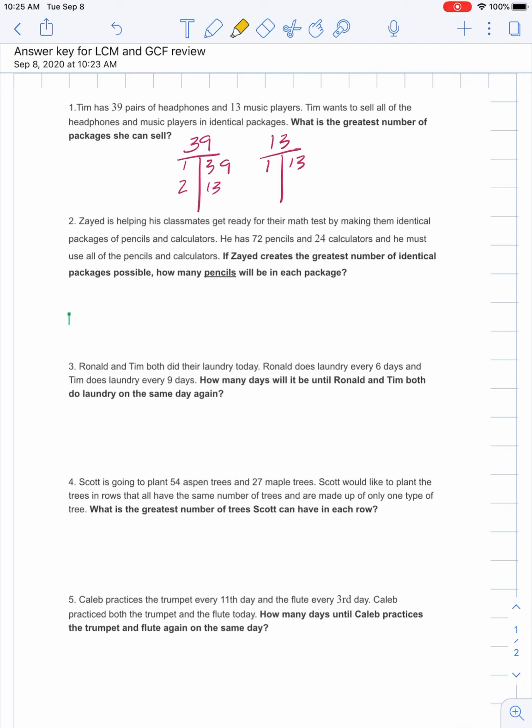So what this tells us is if we take a look here at our factor pairs, we can have 13 packages, right? Because that's our greatest common factor. It's the biggest one they have in common. 13 packages. And they would each have 1 music player.